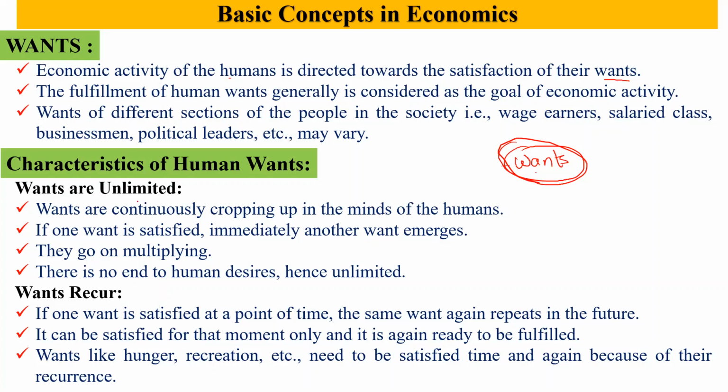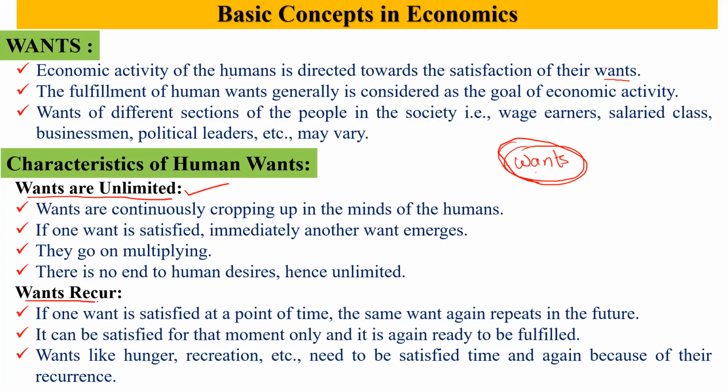So we'll see the characteristics of human wants. First, it is unlimited. That is, human wants are unlimited in nature. Wants are continuously cropping up in the minds of humans. Humans always have unlimited wants, unlimited desires. If one want is satisfied, immediately another want will emerge. So they go on multiplying. There is no end to human desire. So we say that human wants are unlimited in nature.